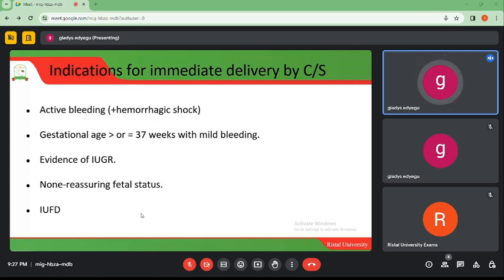Then IUFD is intrauterine fetal death. These babies may die inside when the mother overbleeds and this baby is deprived of oxygen. This baby can easily die in the uterus and we end up losing it. So we can also decide to deliver if it is IUFD, especially when the mother is overbleeding, and also if the placenta has totally covered the cervix. Even if it dilates, the baby cannot pass through. So the mother can be delivered by a cesarean section.